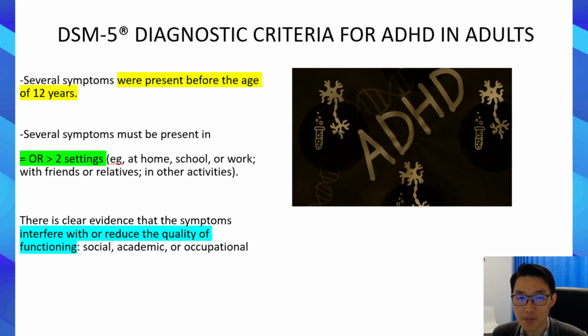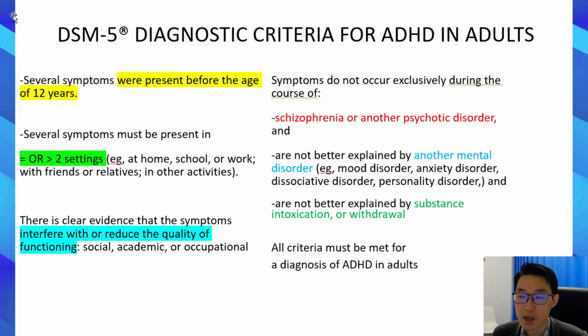So additionally, several of these symptoms, of these 2 groups of symptoms, must be present before the age of 12 years old. And these symptoms must be present in 2 or more different settings, for example, at home, at school, at work, talking with friends or relatives, or in other activities. And there is obvious evidence that these symptoms interfere with or reduce the quality of their functioning socially, academically, or occupationally.